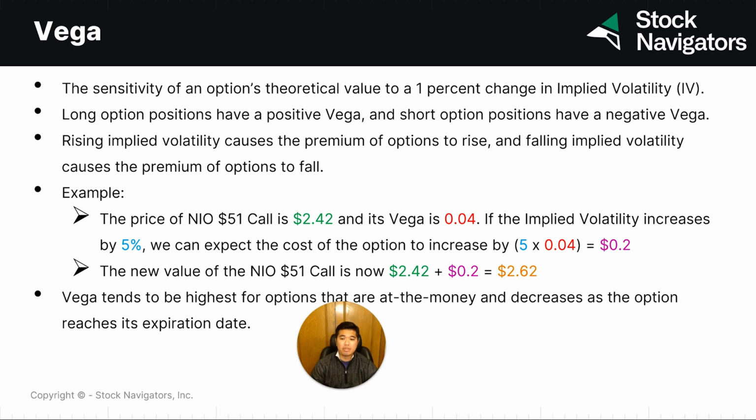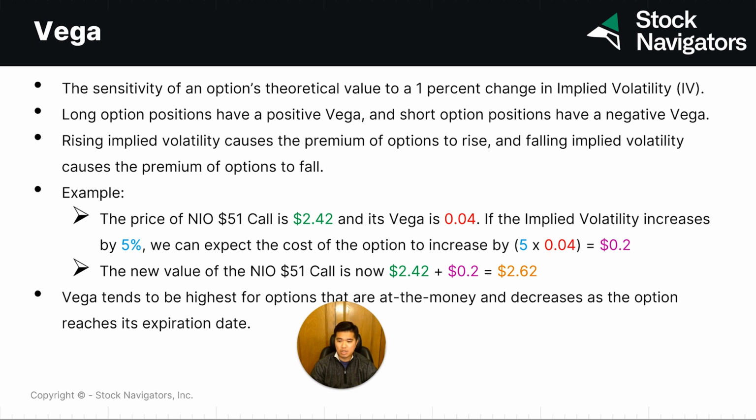For example, if we trade a NEO $51 call that has a premium of $2.42 per share, and the associated Vega of that option is 0.04, that means if the implied volatility of that option increased by 5%, we can expect the cost of that option to increase by 5 times 0.04, which is $0.20 or 20 cents. So the new value of the NEO $51 call is now 2.42 plus 20 cents, which equals $2.62 per share, or $262 per contract.